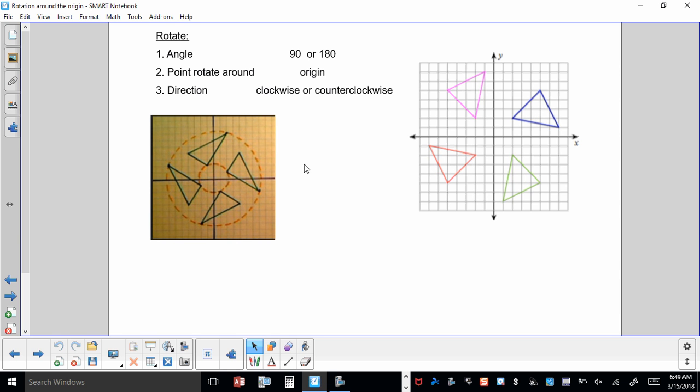So think of the coordinate plane: one rotation around the entire coordinate plane is 360 degrees. So to go halfway around is 180, and to go from one quadrant to another quadrant is 90 degrees.